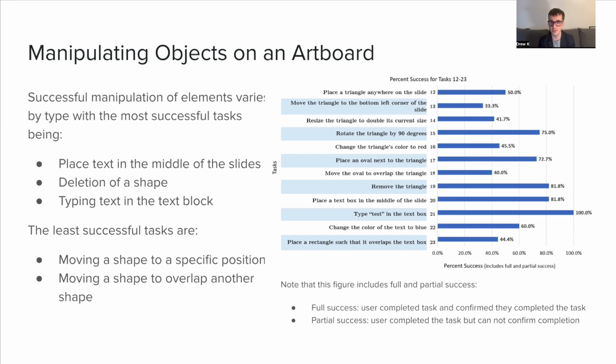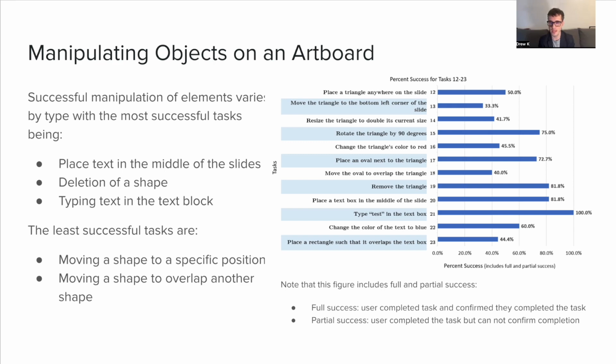However, it is notable that the most successful task was typing text into a text box. The least successful tasks were moving shapes to a specific position and moving a shape to overlap another shape. In the case of moving a shape to a specific position, one difficulty is users not knowing how large the artboard is in pixels, since all measurements provided by the screen reader are in pixels. Users did not know if the element they moved was on the board or off the board.